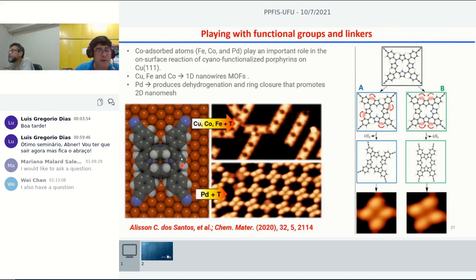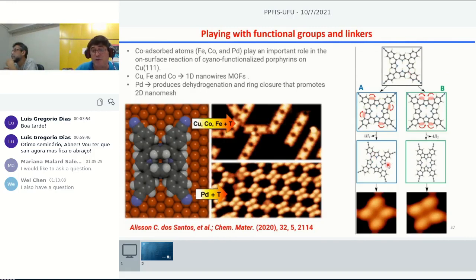And it was interesting, when we use this molecule, we have the same inverted structure, but when we use this molecule with the 3d metals, we always formed lines, wires or chains of molecules, unidimensional chains of molecules. But when we put palladium, we got this kind of 2D porous network. And it was very interesting that we could predict this kind of reaction, that the palladium promotes dehydrogenation in these parts of the molecule. Yeah? Hydrogen goes away, and then you have a cyclization of the molecule.